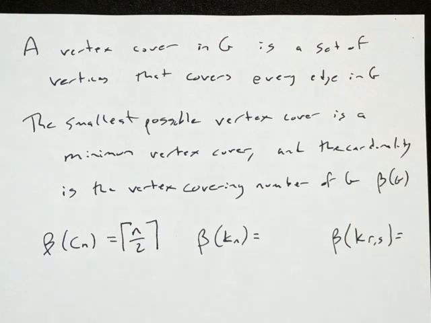How about Kn? It's one vertex because I can't touch anything else, because they're all adjacent. But now I want to cover all the edges, right? I need to cover every edge. If I only use one vertex, I've only covered n minus 1 edges. Everything has degree n minus 1. I need more.